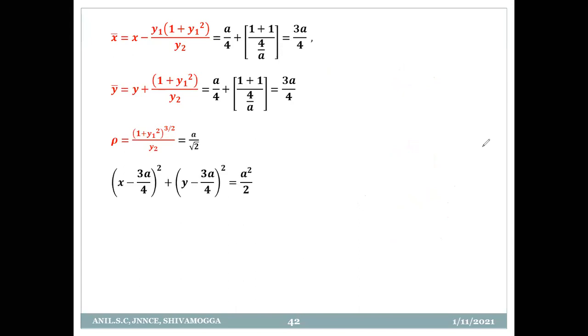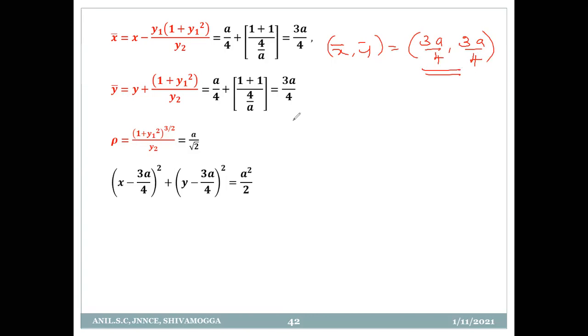Therefore, the center of curvature is x bar comma y bar. This is equal to, x coordinate is 3a by 4 and y coordinate is also 3a by 4. This is the center of curvature.